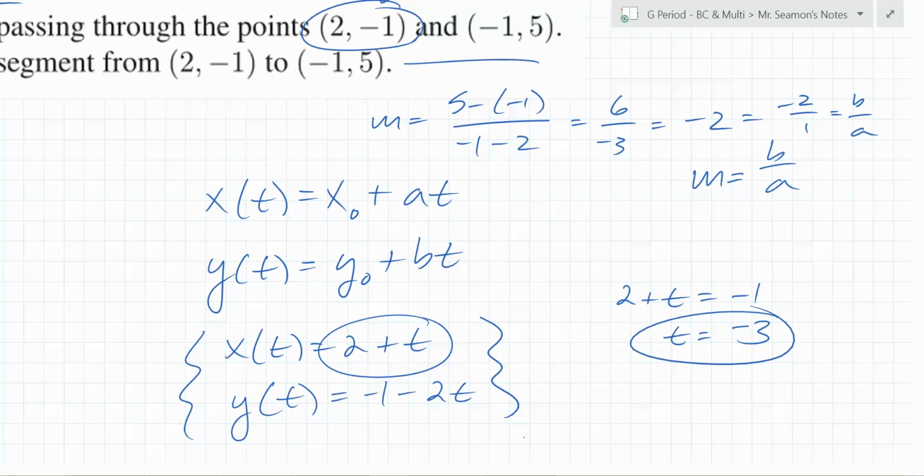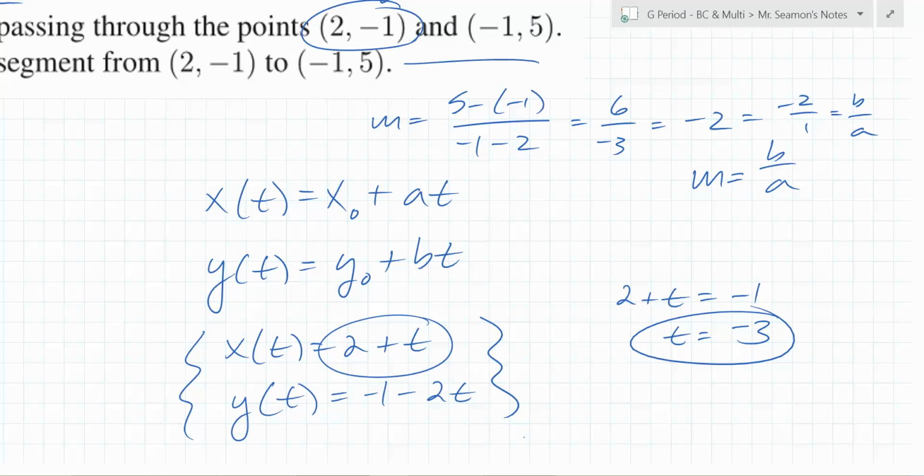So where should we take this -3? We plug it in right here. What's -1 minus -2 times -3? What would happen if it didn't go through that point? We plug in -3 and we get like 7. It wouldn't be there at the right time. It wouldn't be at the y coordinate at the right time. It'd be a contradiction.